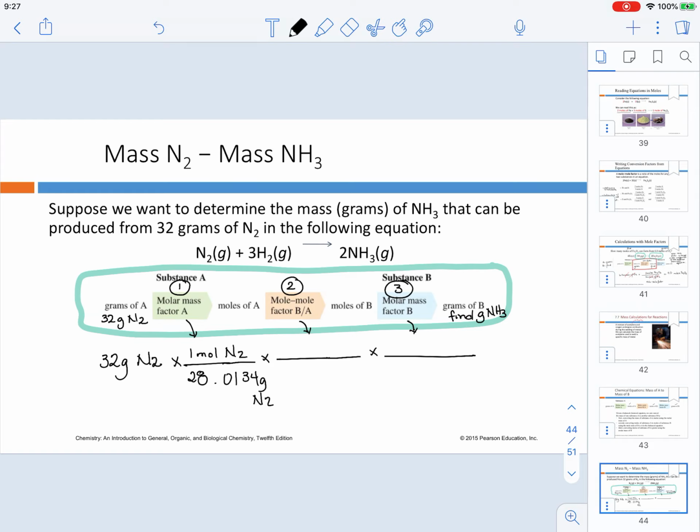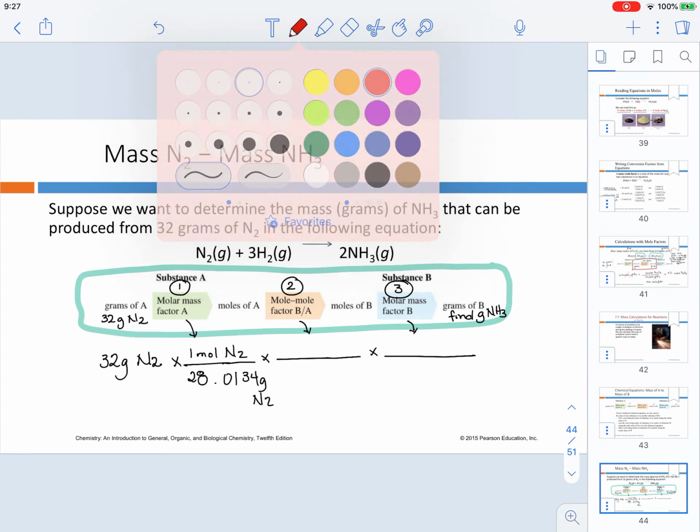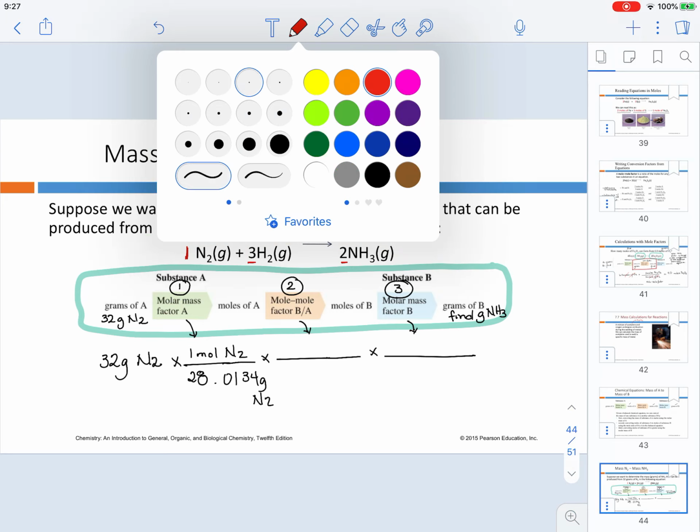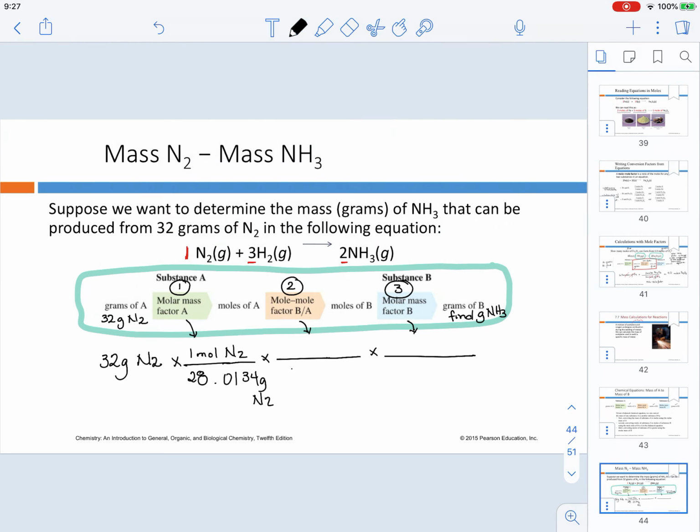So molar mass is something that we learned how to calculate before. Then we're going to use the mole-to-mole factor. Remember that the mole-to-mole factor comes from the coefficients in our balanced chemical equation. Also remember that we want to cancel diagonally. So here, by looking at it, the coefficients are 1, 3, and 2. So the relationship here is that for every mole of N2, that corresponds to 2 moles of ammonia, which is the other substance that we're interested in.